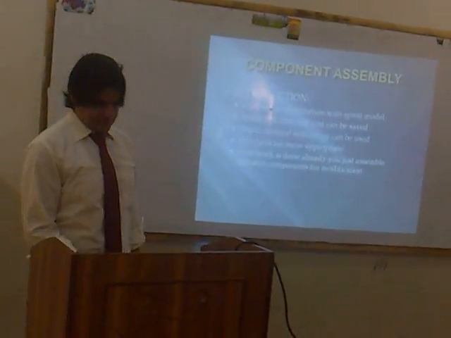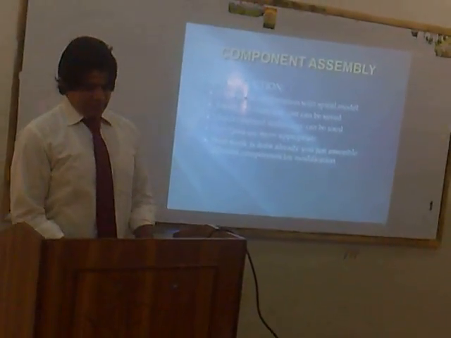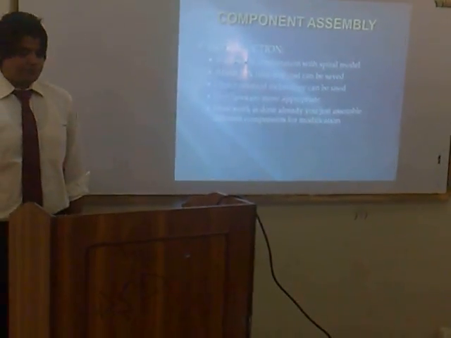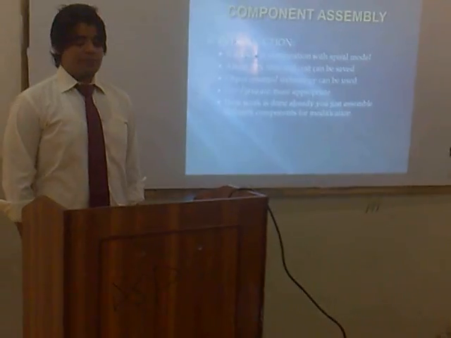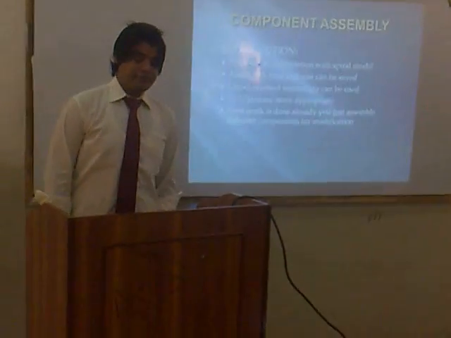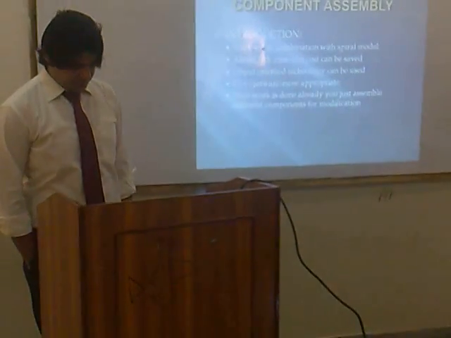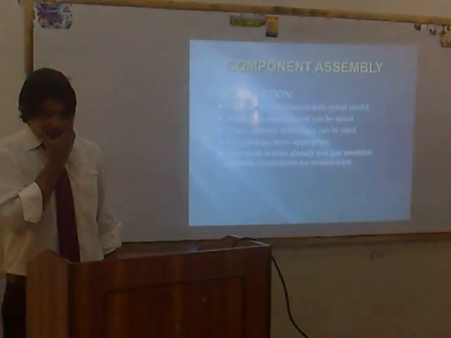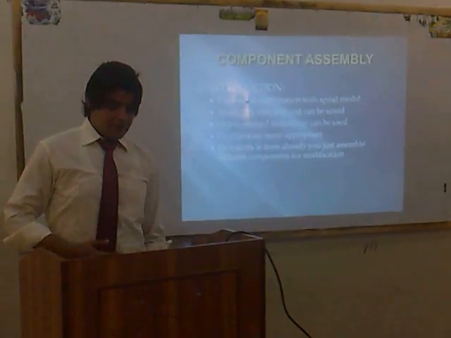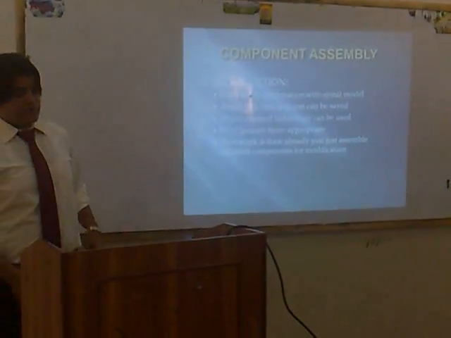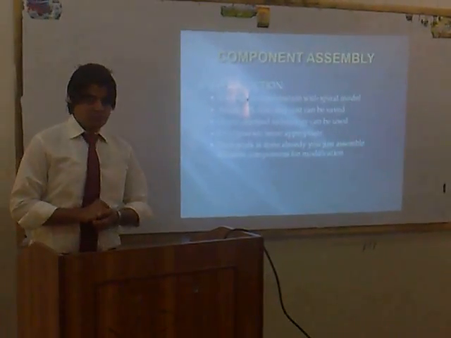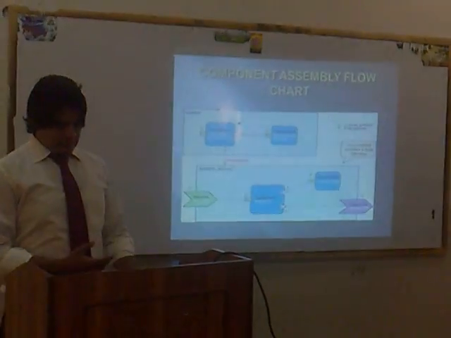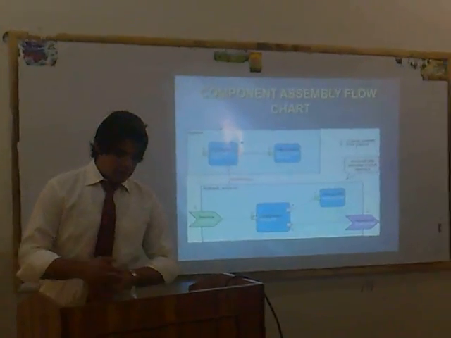Now, component assembly. What is component assembly? Component assembly is used in combination with the spiral model. About 70% time and cost can be saved with this assembly. Object-oriented technology can also be used in it. C++ and Java are more appropriate. Here work is done already. You just have to assemble different components for the modification. This is a flowchart of component assembly.